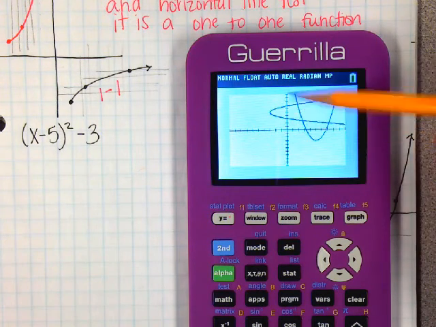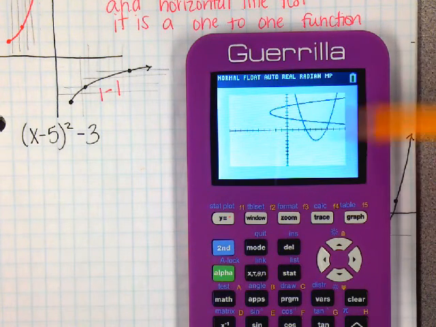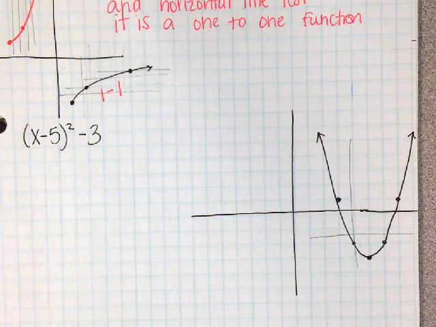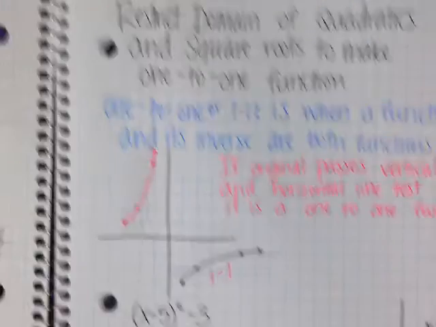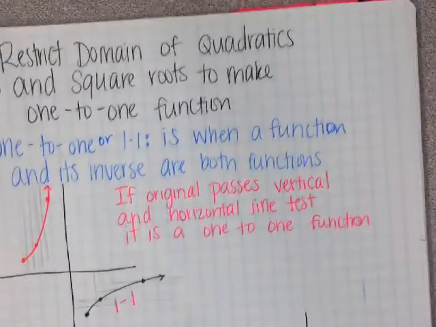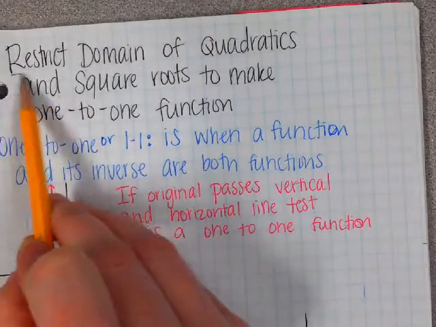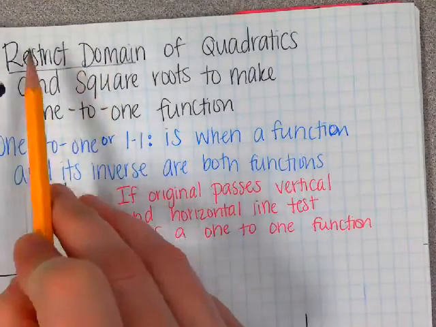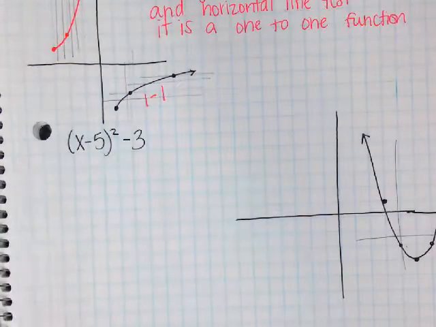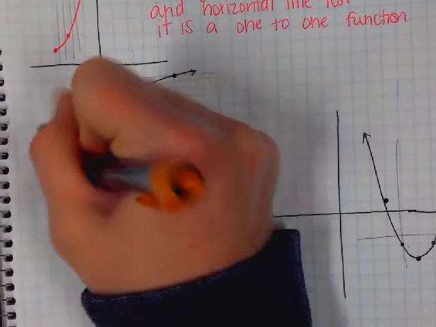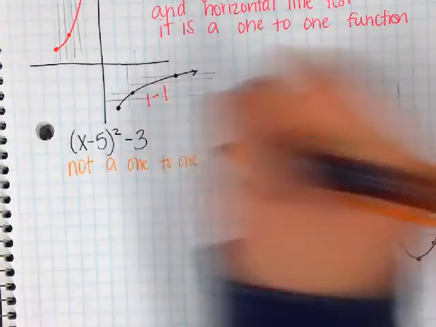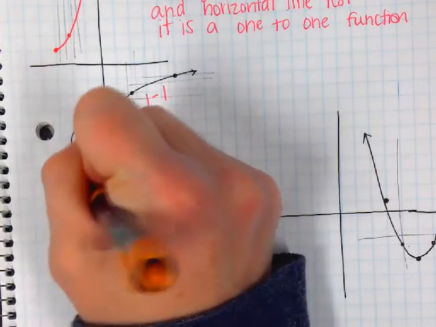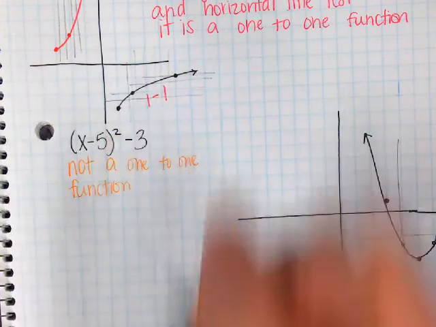So notice when it graphs that, that inverse is not a function. It does not pass the vertical line test. So this is not a one-to-one. This is why the notes are called restrict the domain. We're going to change our domain or restrict our domain so that it is a one-to-one function. So this one is not a one-to-one function.